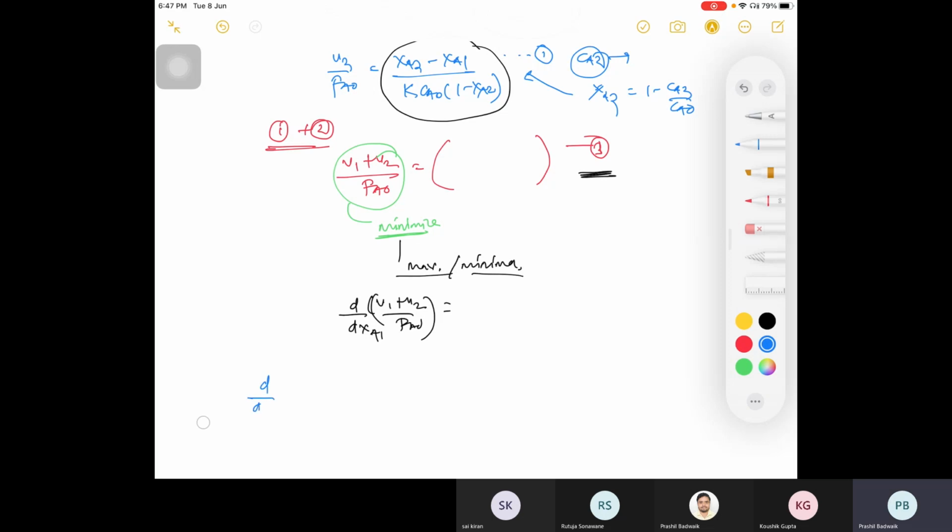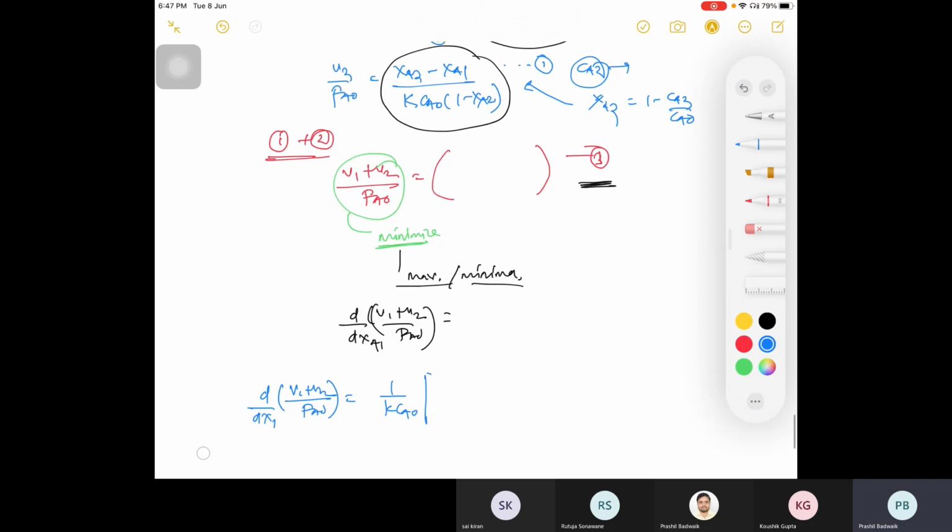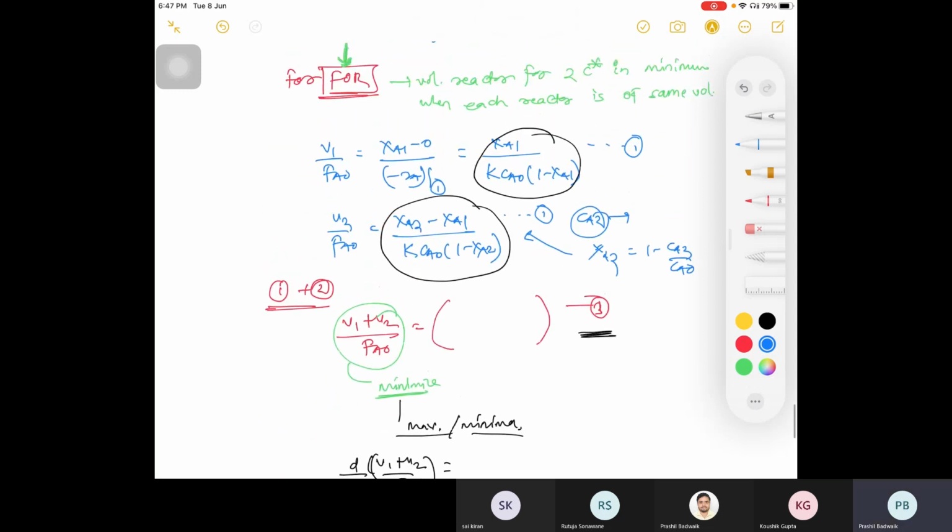So I will get d by dXa1 of V1 plus V2 divided by Fa naught is equal to 1 upon k Ca naught, numerator into d dx of denominator. Or wait, I'll write: k Ca naught is constant.